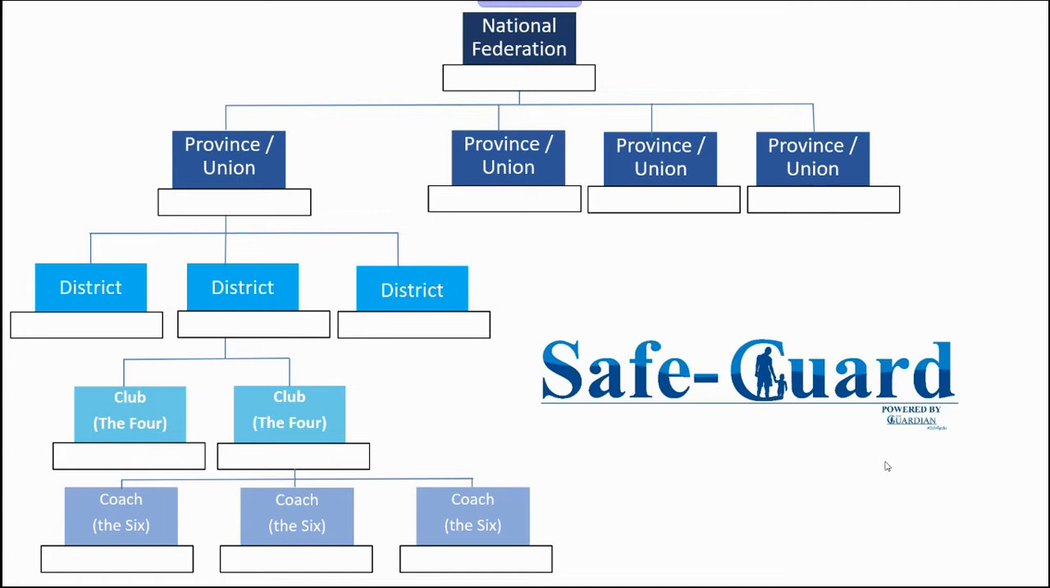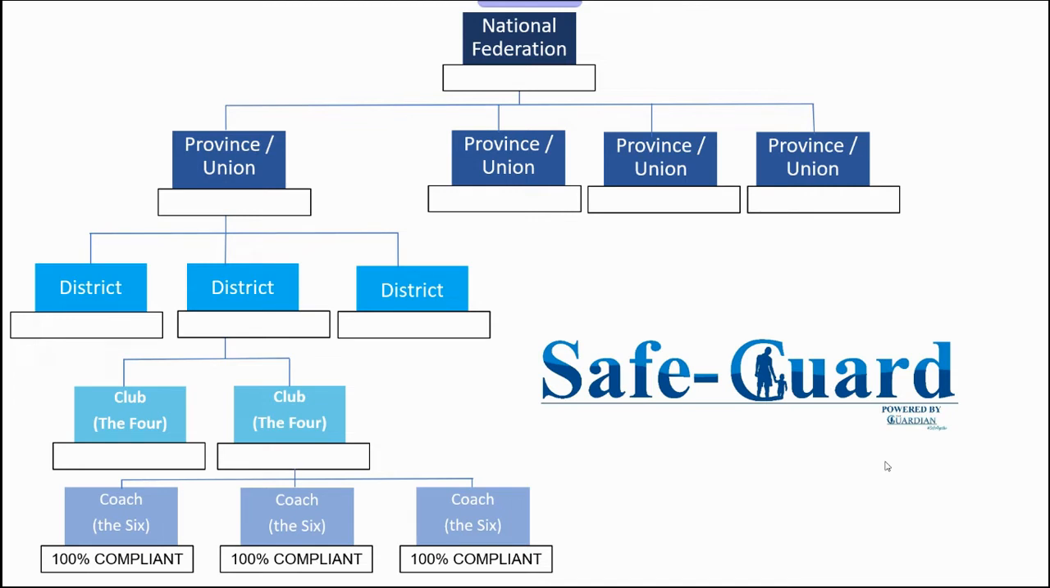So, the way Safeguard works is every single person from the organization will have a login into Safeguard. The coach will log into Safeguard and he or she will take responsibility for uploading the six documents that the safeguarding policy expects them to upload. Once they've uploaded that information onto their profile, that coach will then have met the requirements of the safeguarding policy. As each of the coaches in that club upload their six, so all the coaches become compliant within that club.